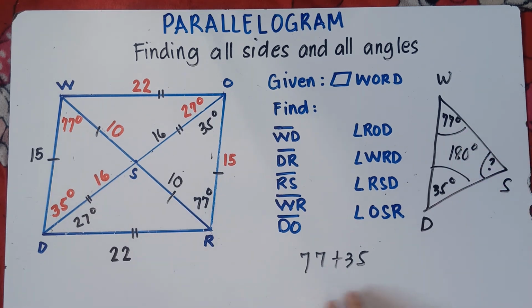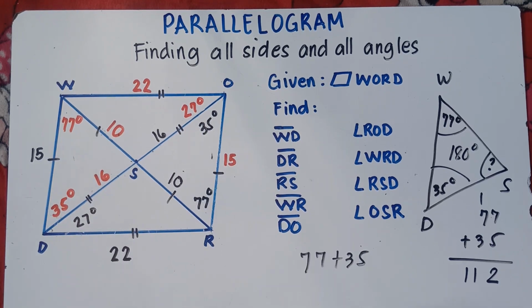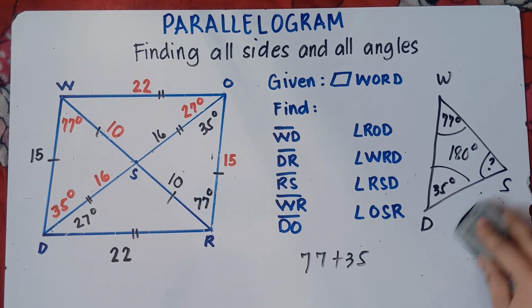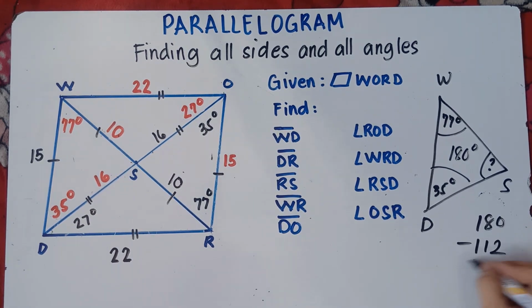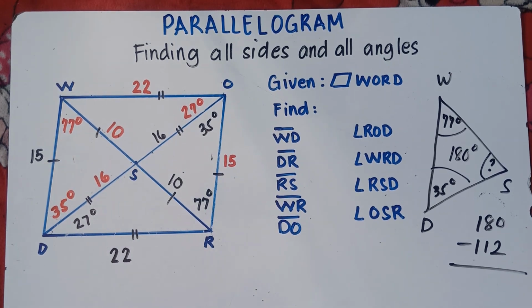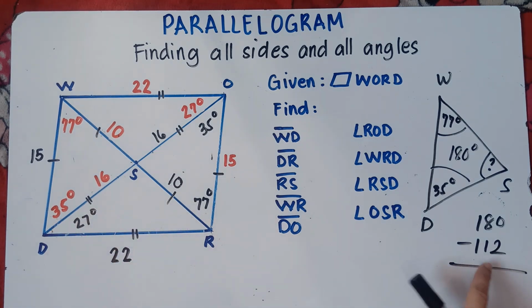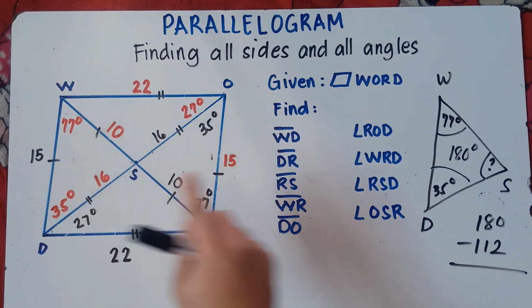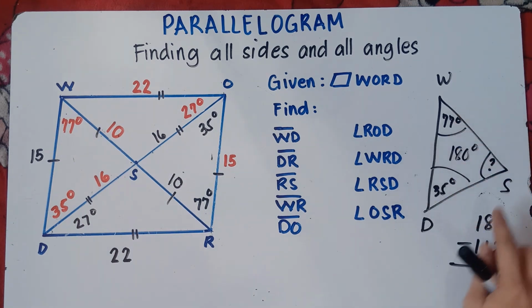Alright, so let's add this up. 77 plus 35. 7 plus 5 is 12, write 2, carry 1. 7 plus 1 is 8, plus 3 is 11. So 112. Therefore, this will be 180 minus 112, so that we can get this angle. Once again, 77 plus 35 is 112, and we know that the sum of the interior angles should be 180. So that would be 180 minus the sum of these two angles. This will be the angle.